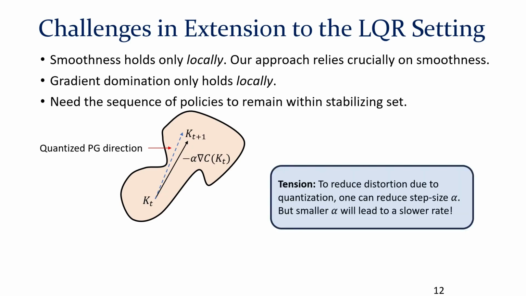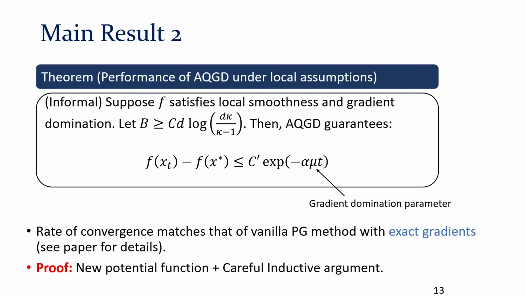So one natural way you can think of reducing this distortion is to reduce the step size of the learning rate. But if you reduce the learning rate too much, then this might come at the expense of the rate of convergence. So this is precisely why this question of preserving rates is interesting here. And the main result is that, again, despite these challenges, if the channel capacity again exceeds a finite bit rate, then the convergence rate of our algorithm continues to match that of the vanilla policy gradient. So that's the main takeaway. And this proof relies on a new potential function, a new Lyapunov function, and a careful inductive argument. I'm happy to chat about this proof technique offline.